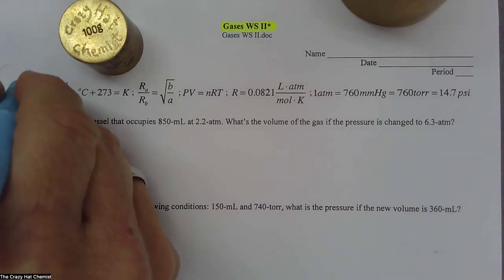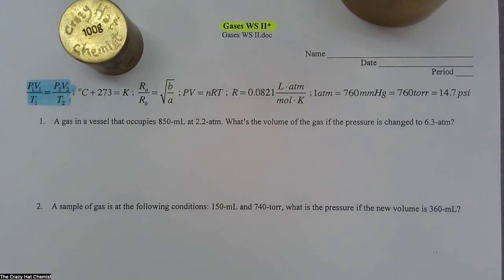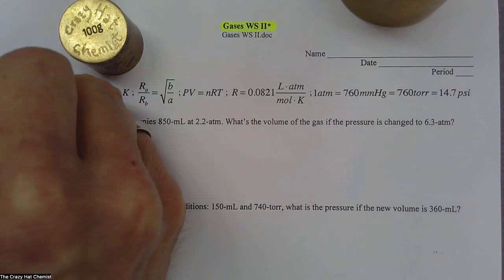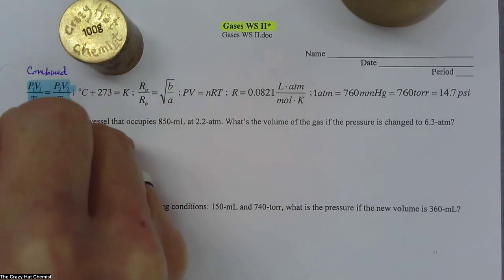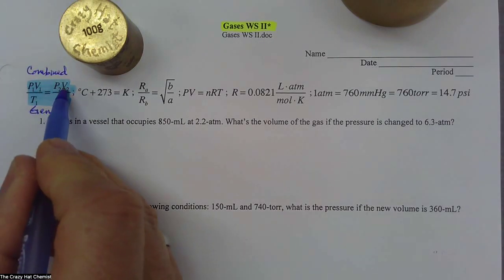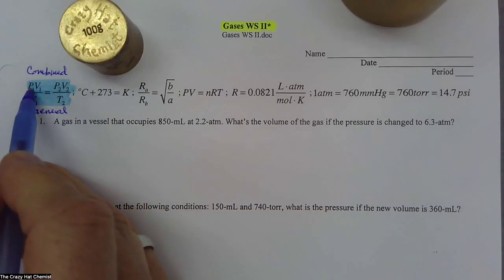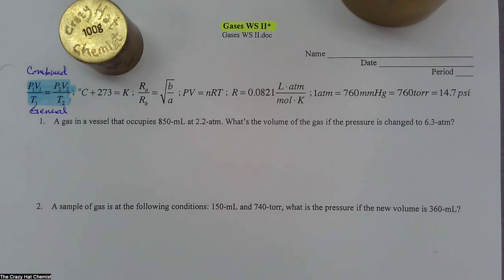So number 1 is this equation right here, and I'm going to highlight it in blue. This is actually called the combined or the general gas law. All right. So that's P1 V1 over T1 equals P2 V2 over T2. And P stands for pressure, V stands for volume, and T stands for temperature. So this is a comparison right here. This is a comparison under one set of conditions as opposed to another set of conditions.